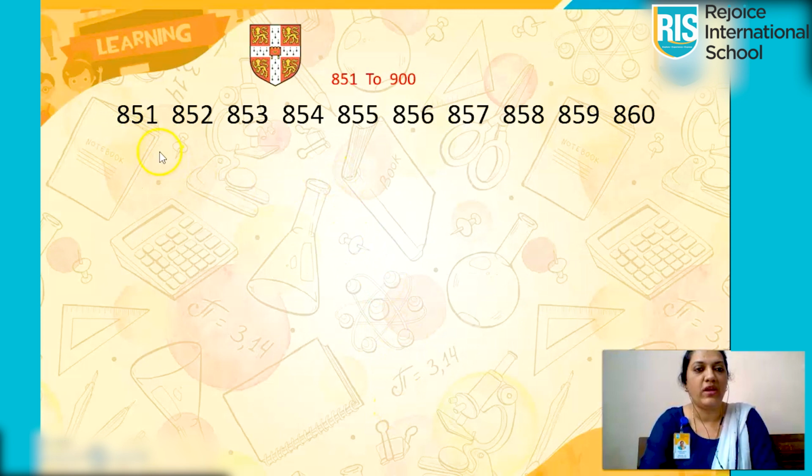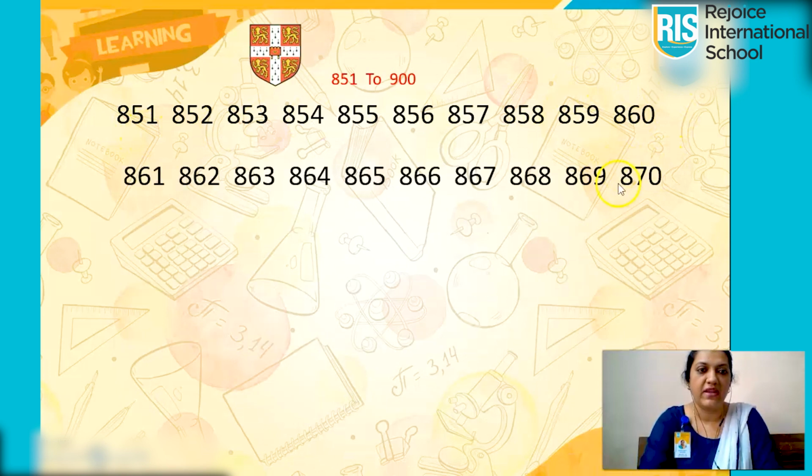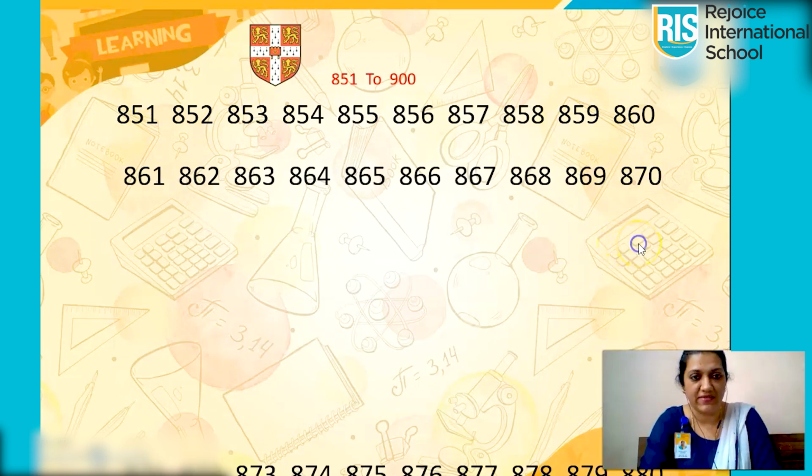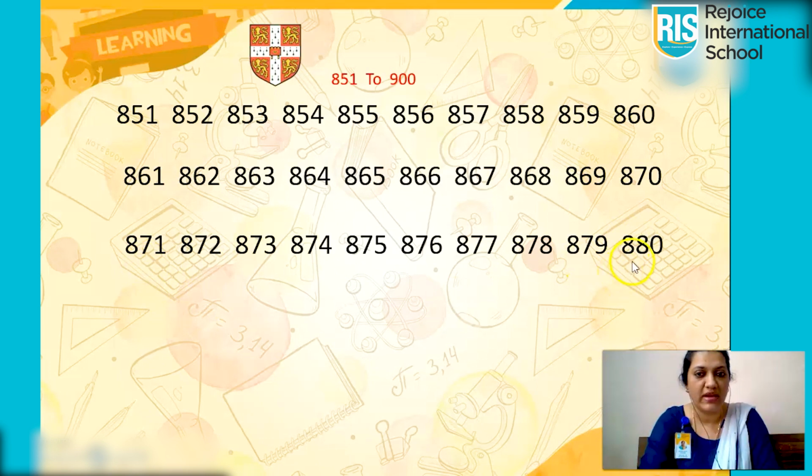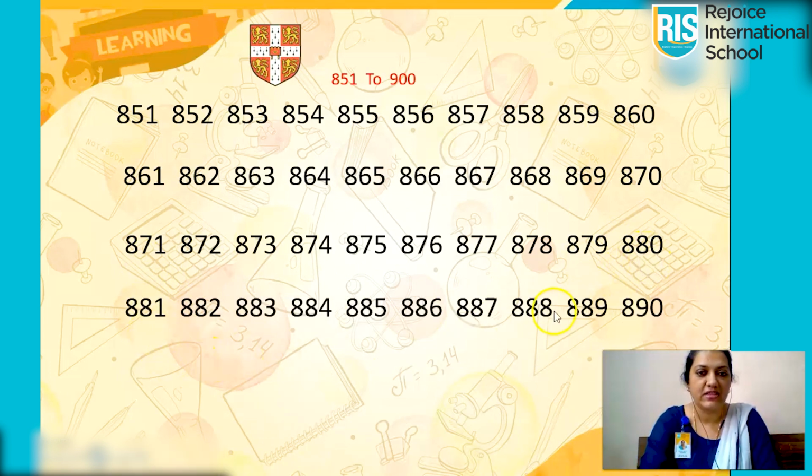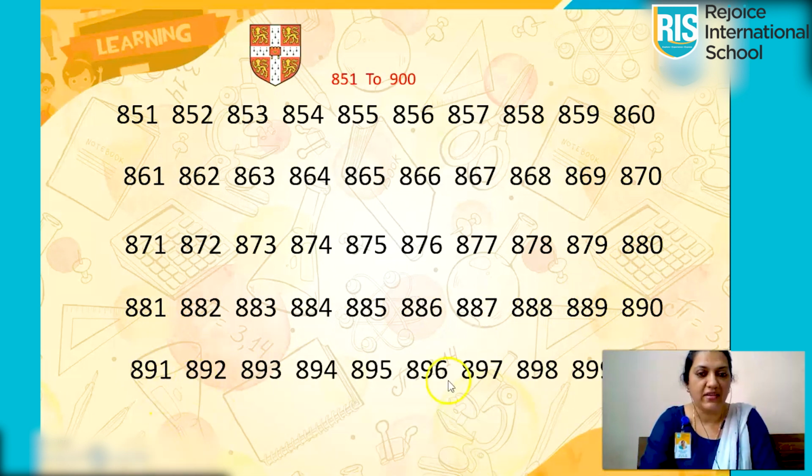Okay, then again we continue from 851 to 860. Then we have from 861 to 870, 871 to 880, 881 to 890, 891 to 900. Once again here, if you see, we've continued writing from 51, 52, 53, 54 and so on till we come to 899 and then 900. We have added all 8s at the start. That is the third digit, which is in the hundreds place.